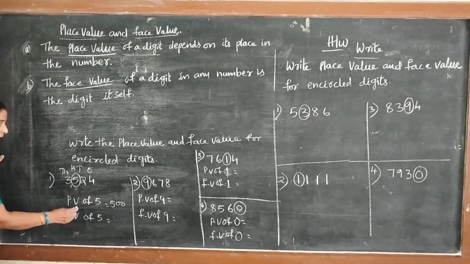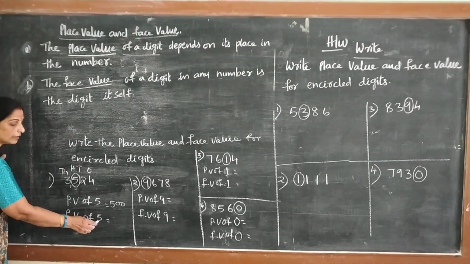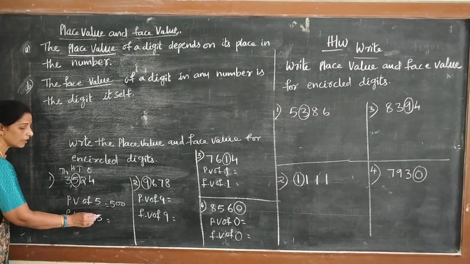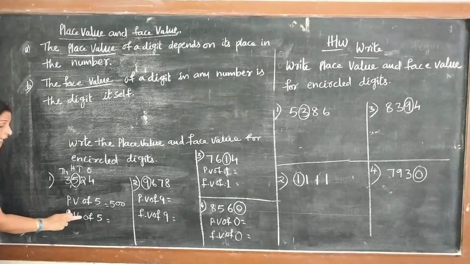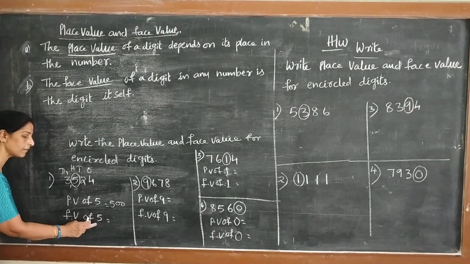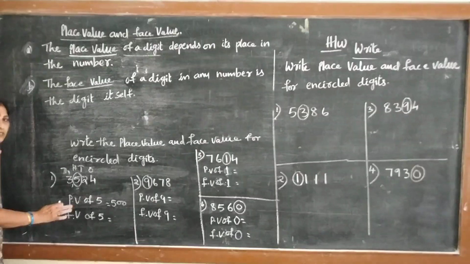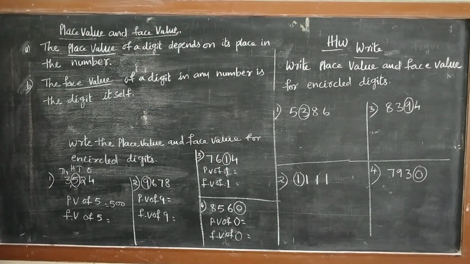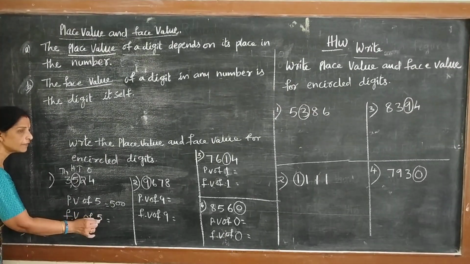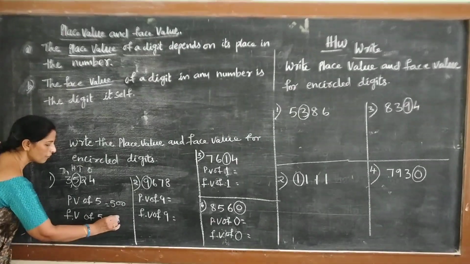Okay children. Now come to the face value of 5. The face value of a digit in any number is the digit itself. Its face is not changing, children, wherever it may be located. It may be in the thousands place, hundreds place, ones place, lakhs place, whatnot. The face of the digit will never change. Okay, so the face value of 5 is 5.